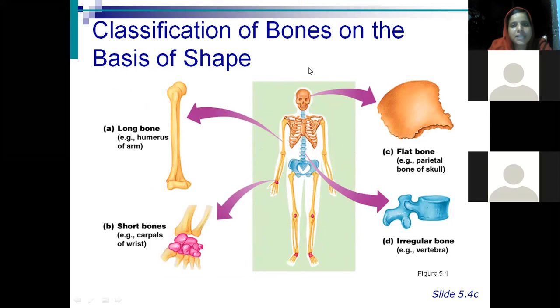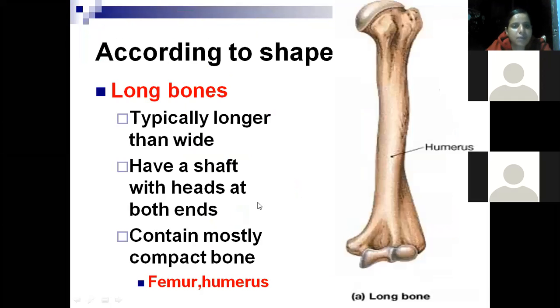Then classification of bones based on shape. If the bone's length is long, you call them long bones, like humerus and femur. Any long bone has an upper end, lower end and shaft. Then we have short bones, like carpal bones. Then we have flat bones, like skull bones. Then we have irregular bones, like the vertebra.